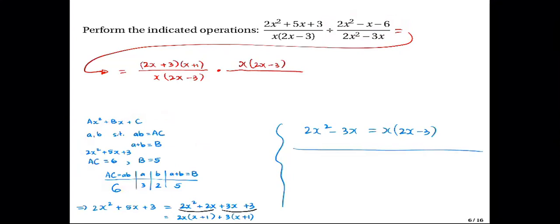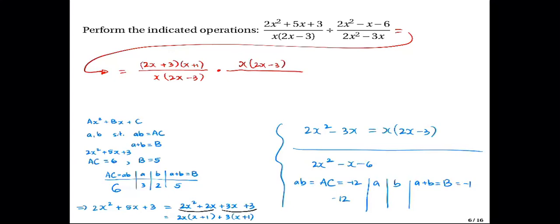This time our AC, so you have here 2x squared minus x minus 6. So AC is 2 times negative 6, which is equal to negative 12. Then we have your a here, we have your b here. Capital AC, it should be small a times small b. And then on the last column you have a plus b. This is equal to capital B, and you want this to be negative 1. So here you have negative 12.